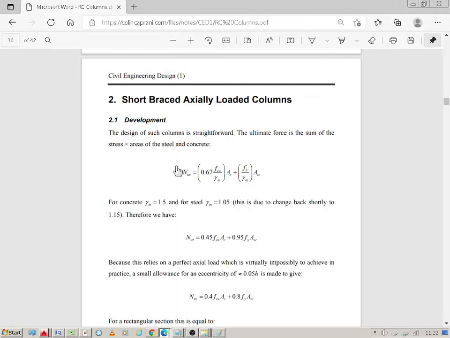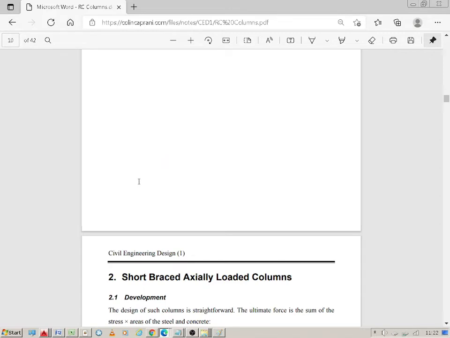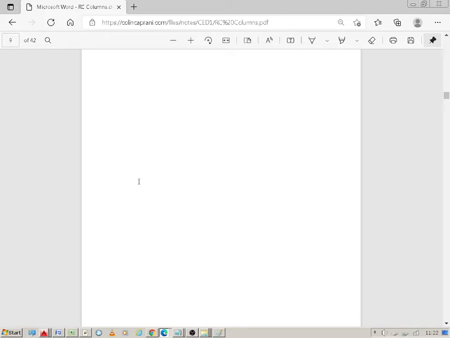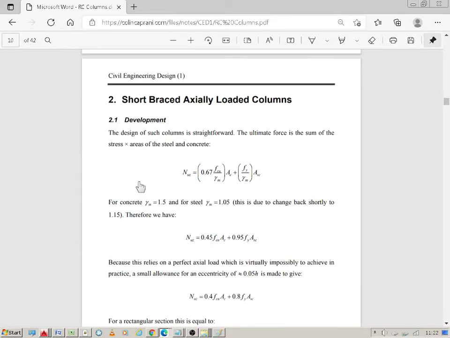Okay. Welcome back. This is part of a lecture on short braced axially loaded reinforced concrete columns. In part one we looked at the basics of braced and unbraced columns, and this video is the introduction to part two, short braced axially loaded columns. 2.1 Development of the theory of design of concrete columns. The design of such columns is very straightforward.